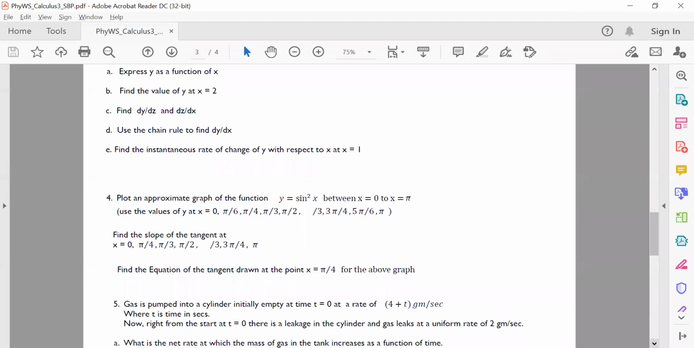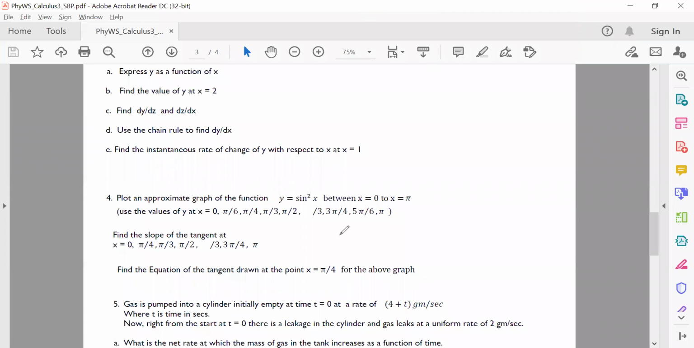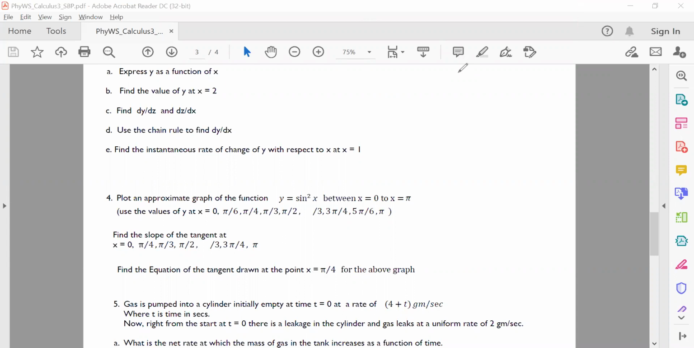Yes, sir. So anybody has a doubt in question 4, any of the parts? No, sir. Okay, good. Equation of tangent also you understood now how to find. Okay. Good. Question 5. Somebody was asking. Now, who was asking question 5? Sir, me. Okay.